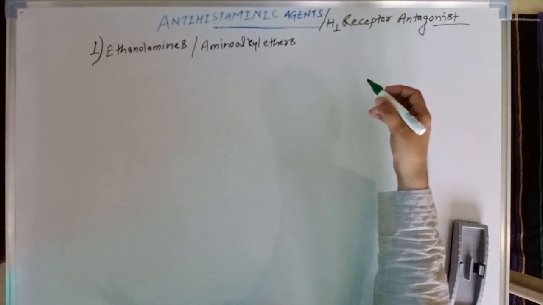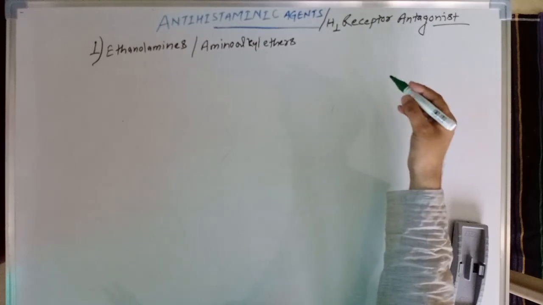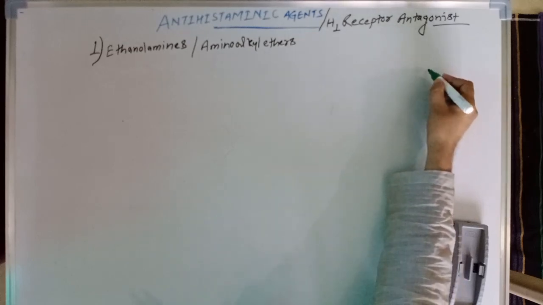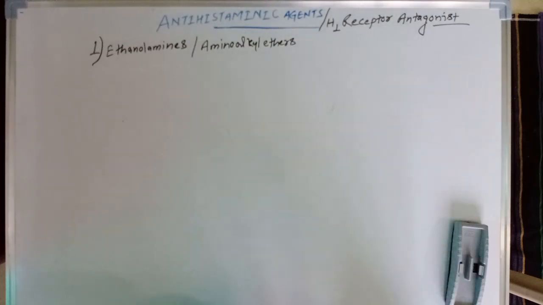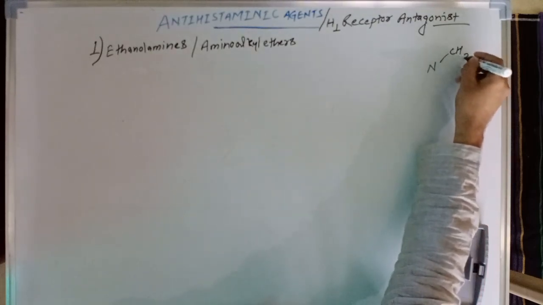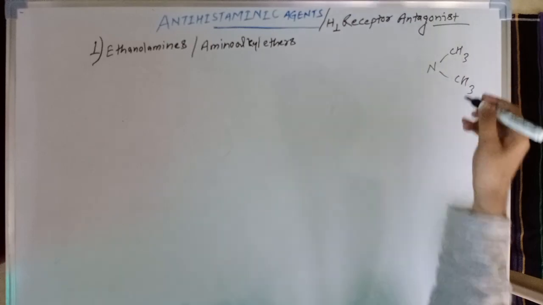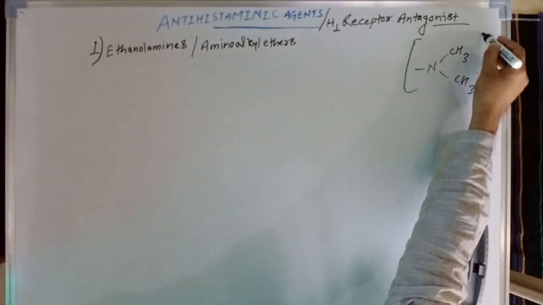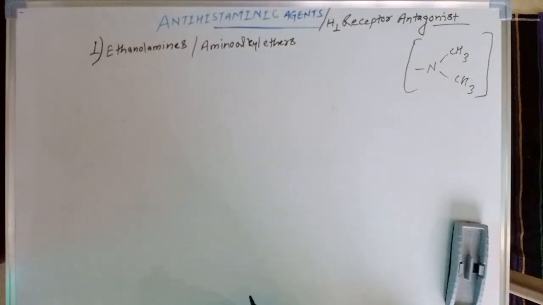Before going deep into this classification, we have to memorize that all or most of the antihistaminic agents have this tertiary amine group in their structure. This group is common to most of the antihistaminic agents.